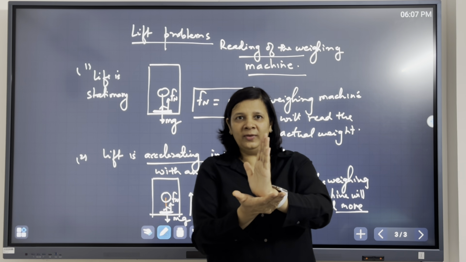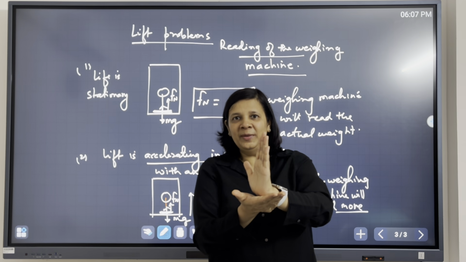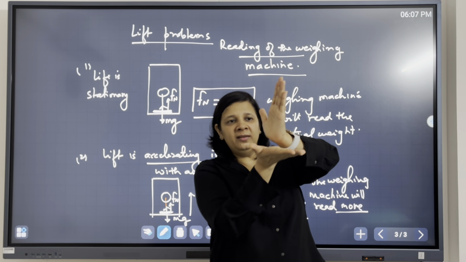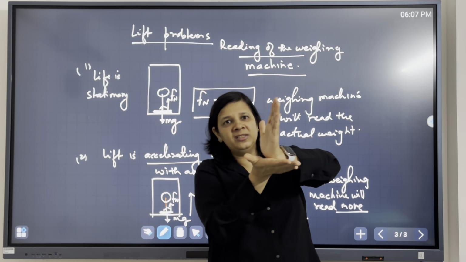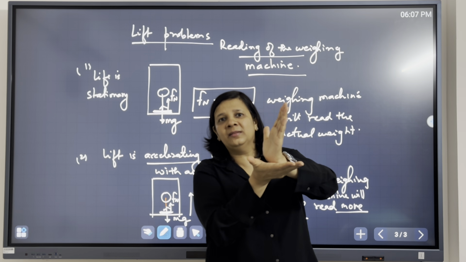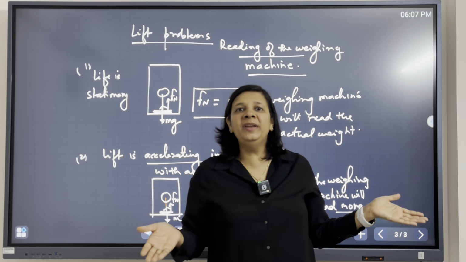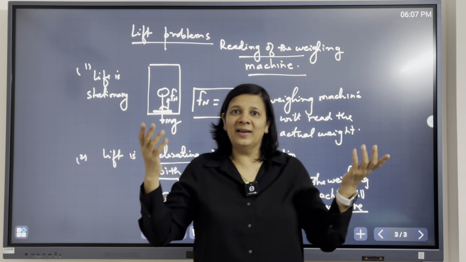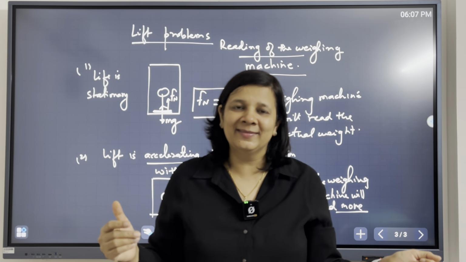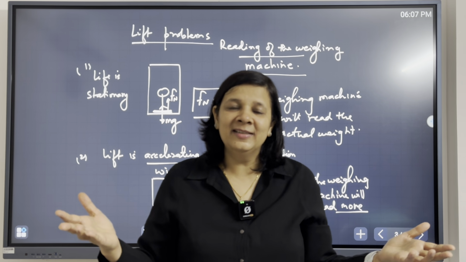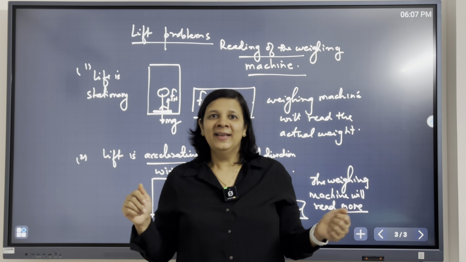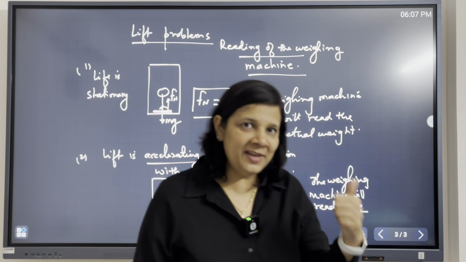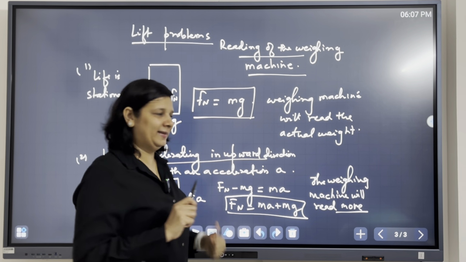So what will happen? If they both are coming down with g, then the person is almost touching the weighing machine and the weighing machine is not exerting any force on the person. What should it read? Intuitively you can imagine that it will not read anything. It will read zero weight. That is the condition of weightlessness. Okay, and let us see whether we get the same answer mathematically.